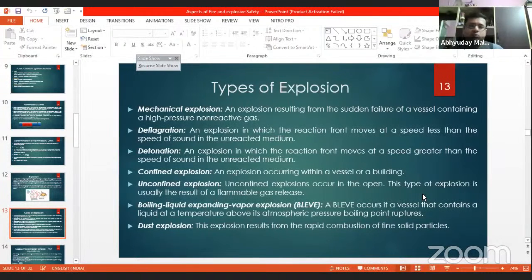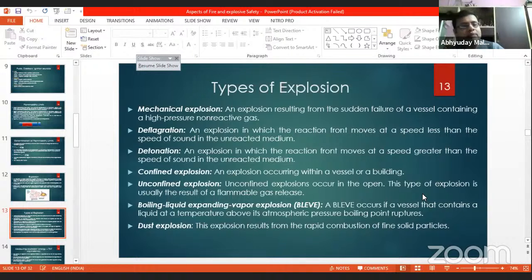Confined explosions are explosions that occur within confined spaces. That means either within a vessel or within a building. And unconfined explosions are those which occur in the open, outside. And unconfined explosions generally occur because of release of flammable gases. When these flammable gases are released from their tanks due to some leakage or some failure, whenever they reach the explosive limits, in presence of some ignition source, they can explode.